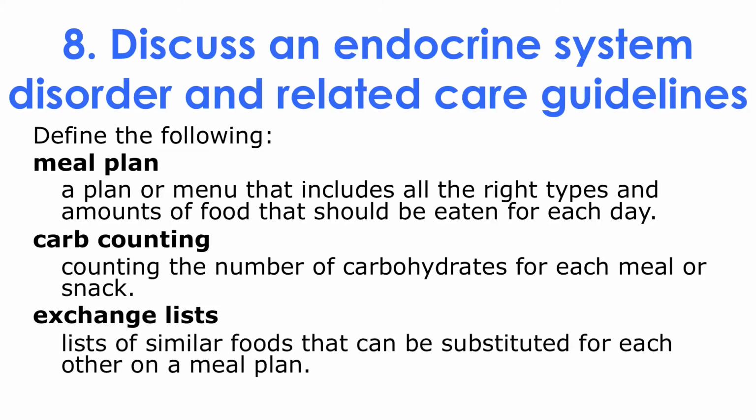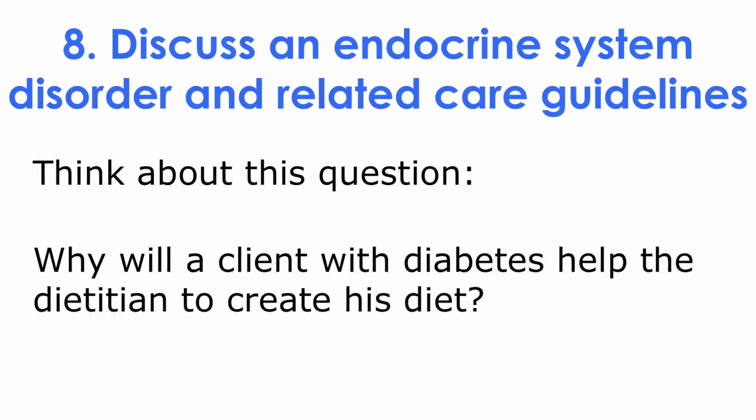Exchange lists are lists of similar foods that can be substituted for each other on a meal plan. And this is something that you can research, or you can have the patient or client talk to a nutritionist. Think about this question: why will a client with diabetes help the dietitian create his diet? Because it has to be custom for them, and that's why a dietitian or a nutritionist needs to be brought in. They need to be part of it. You're going to tell the dietitian what type of food you like, because you want to make sure your meal plan is something that you appreciate, that you like, that you created. If you created something, you're more likely to want to follow it rather than somebody just handing it over and saying, do this and do that. Okay?